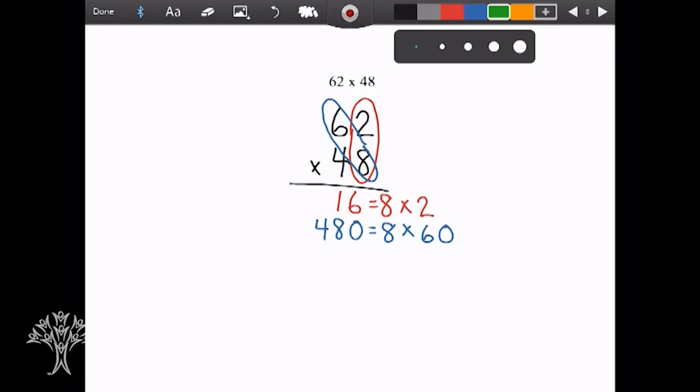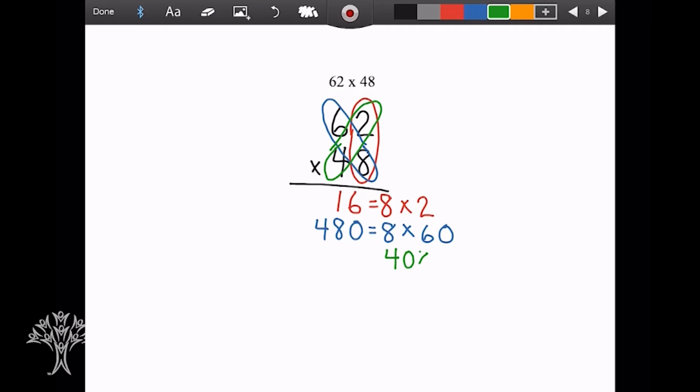All right, then we got to crisscross the other way. We're going to go 40 times 2. So 2 groups of 40 equals 80. And then last step, 40 times 60. Last multiplication problem there. So I'm thinking 4 times 6 is 24. So that would really be 2,400.